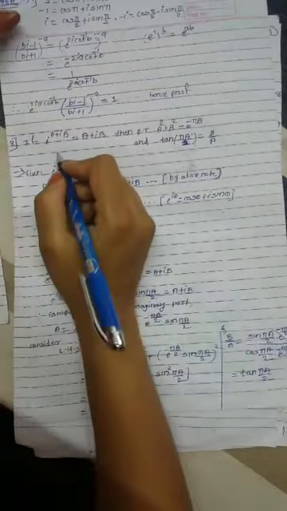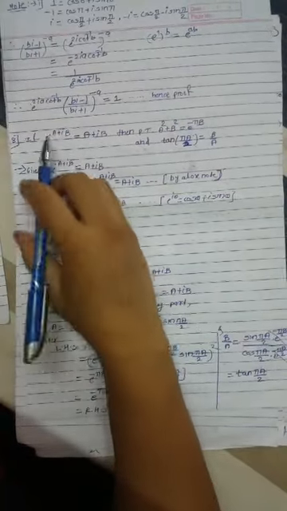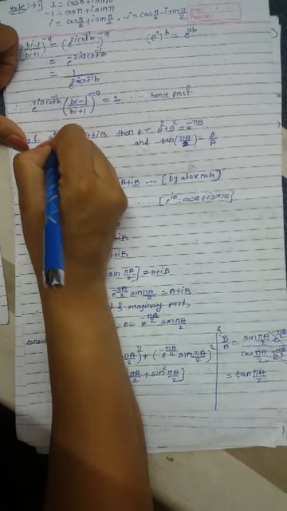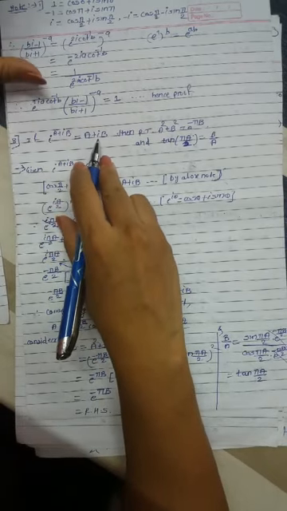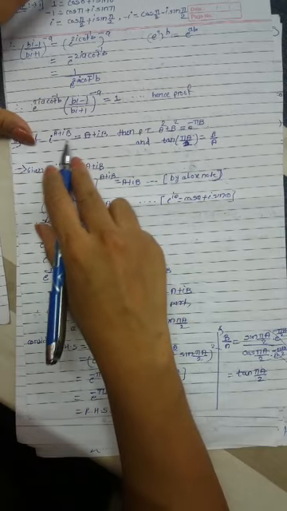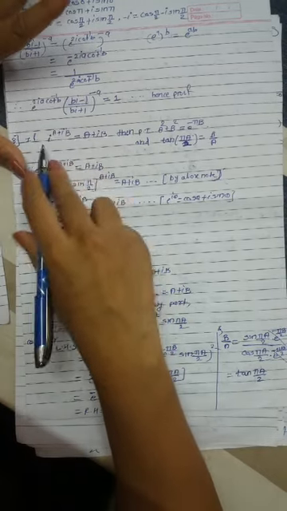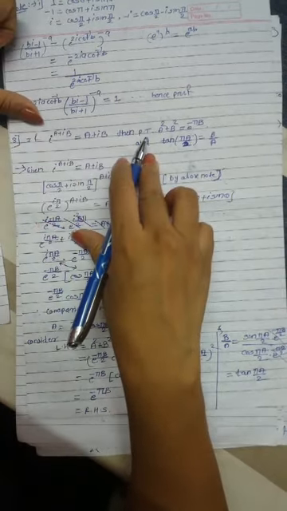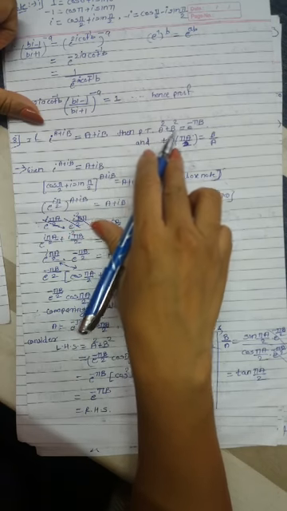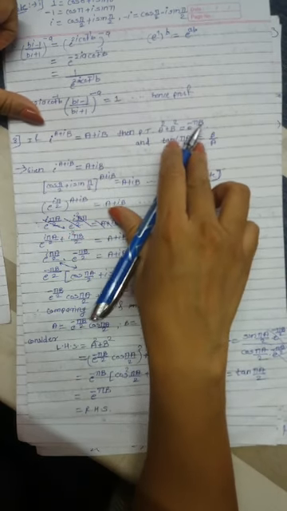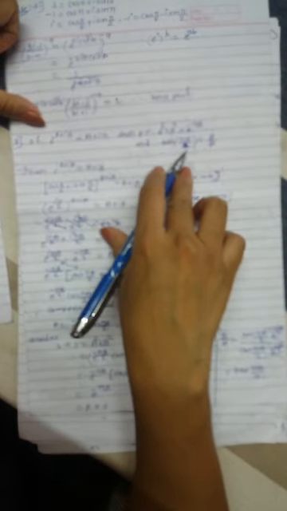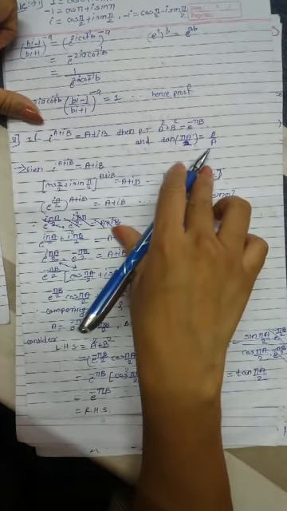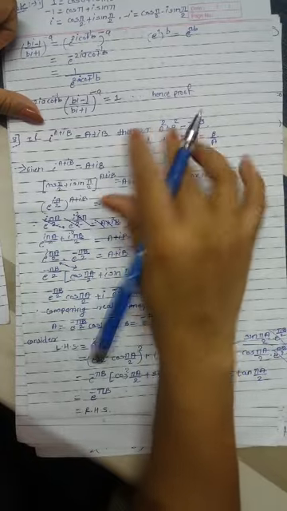Okay, now consider the next example. If i raised to (a plus ib) is equal to a plus ib, this is the given thing, where a and b are real numbers and i is the complex number, then prove that a square plus b square is equal to e raised to minus pi b, and tan(pi a by 2) is equal to b upon a. This we have to prove.